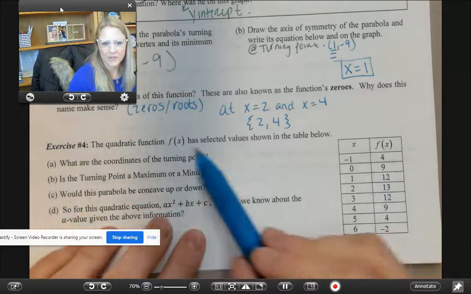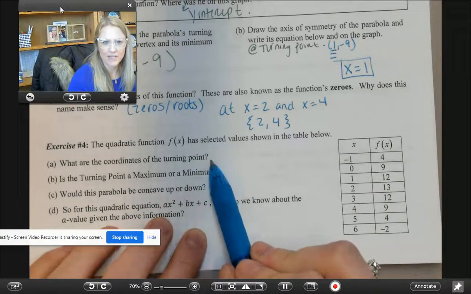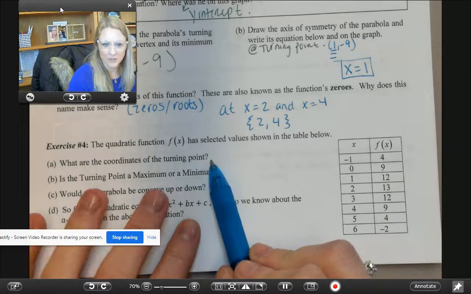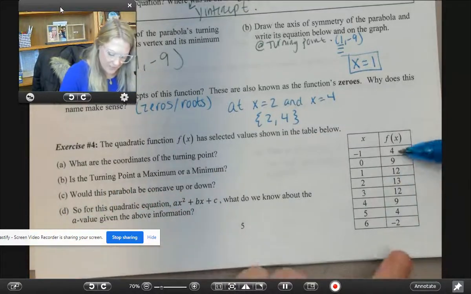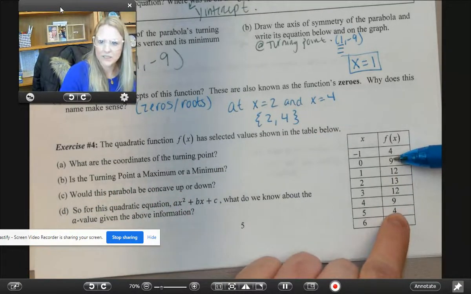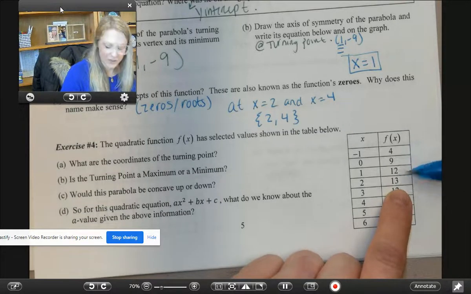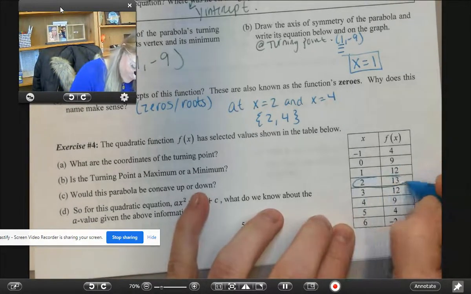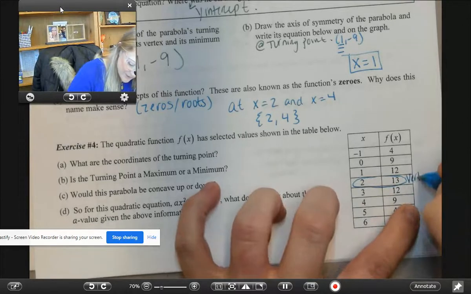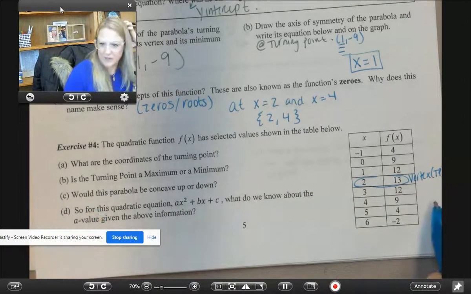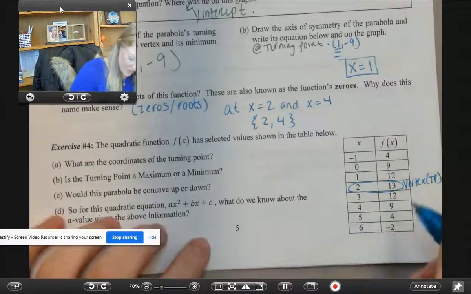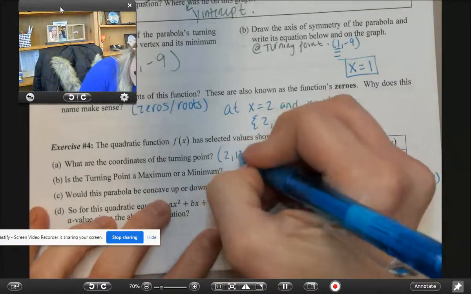All right, so how do we know the turning point? The turning point is gonna be the number in the middle of your symmetry. So do you see this 4 and 4, 9 and 9, 12 and 12, and there's your turning point. It's also known as your vertex. Okay, so turning point, I abbreviated TP. And where does it happen? It happens at 2, 13.